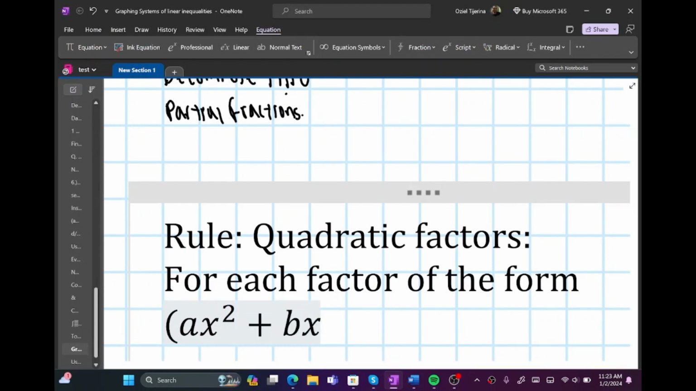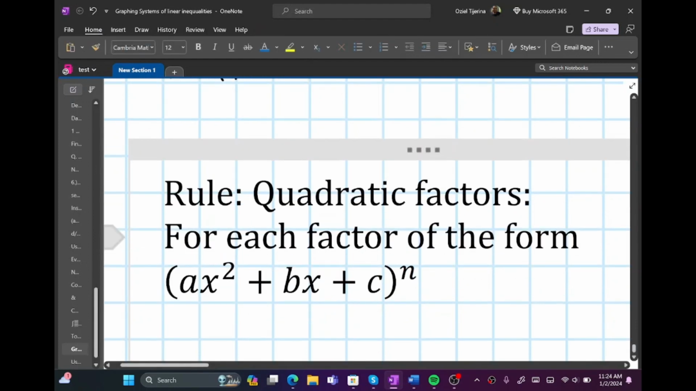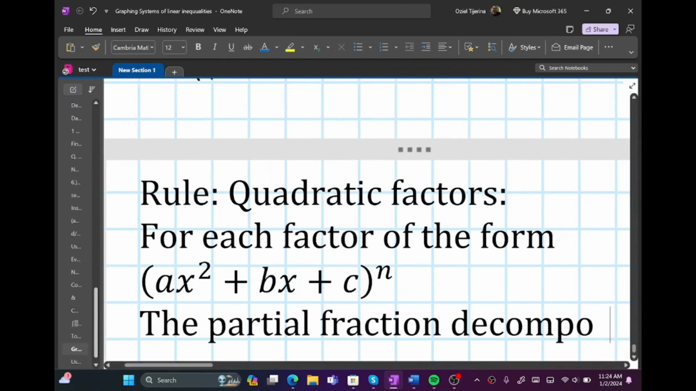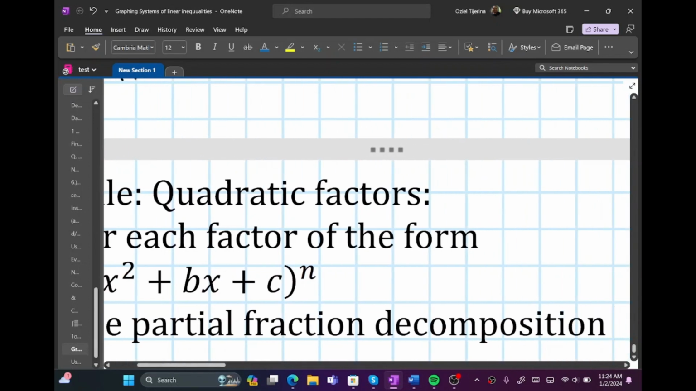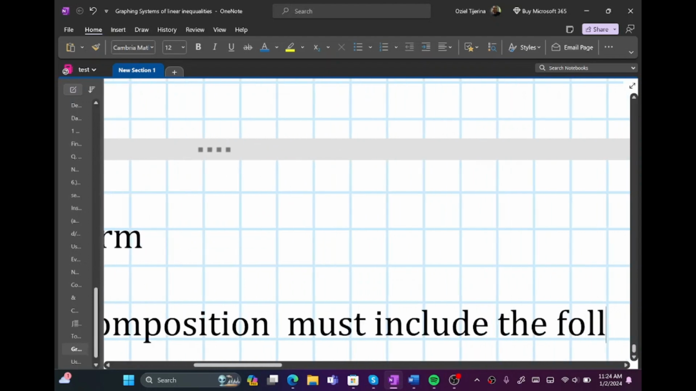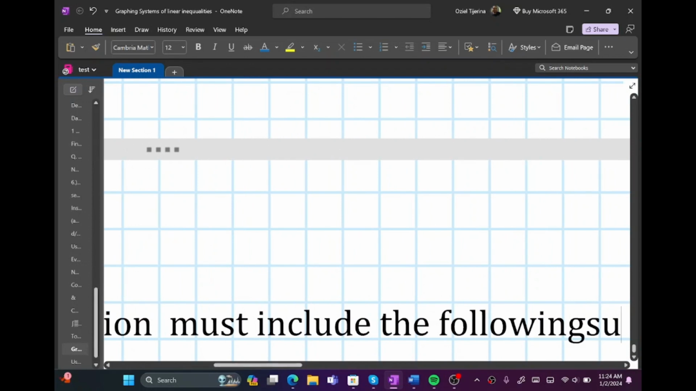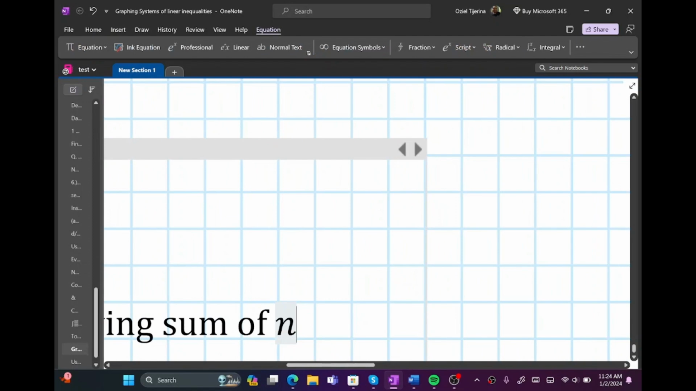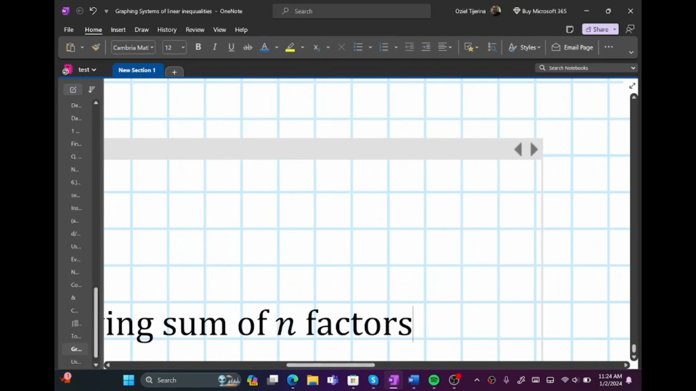So for each factor of the form ax squared plus bx plus c raised to some power n, it says the partial fraction decomposition must include the following sum of n fractions, excuse me.